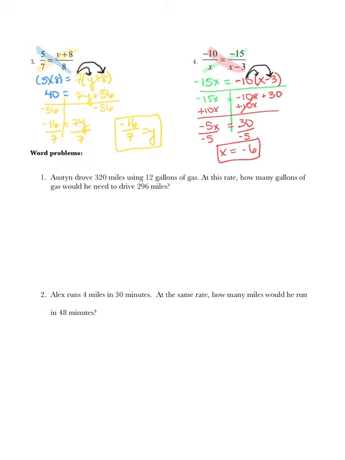Now we're going to do applications. We're going to take the words, underline the important parts, and use them in an equation. So Austin drove 320 miles using 12 gallons of gas. At this rate, how many gallons of gas for 296 miles?